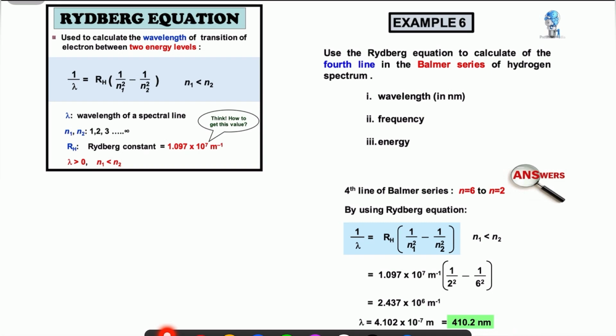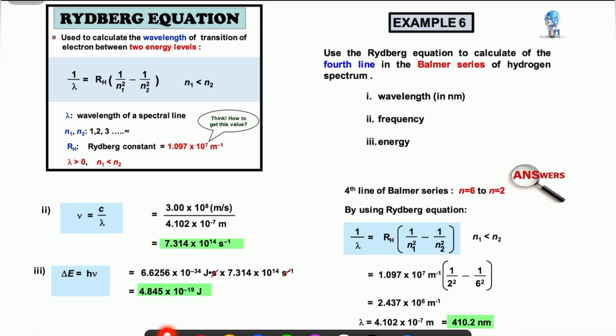Next, for the frequency, by using this formula, this is a standard value for the speed of light. You don't have to memorize this one, because it is given in the constant values. Then you substitute the wavelength that you calculated in part 1, and you will get the frequency 7.314 times 10 to the power 14 per second.